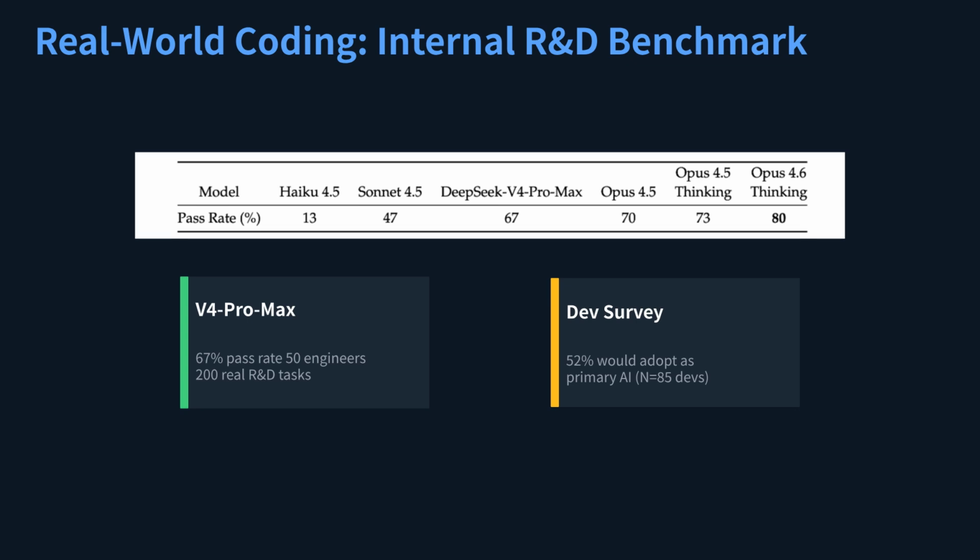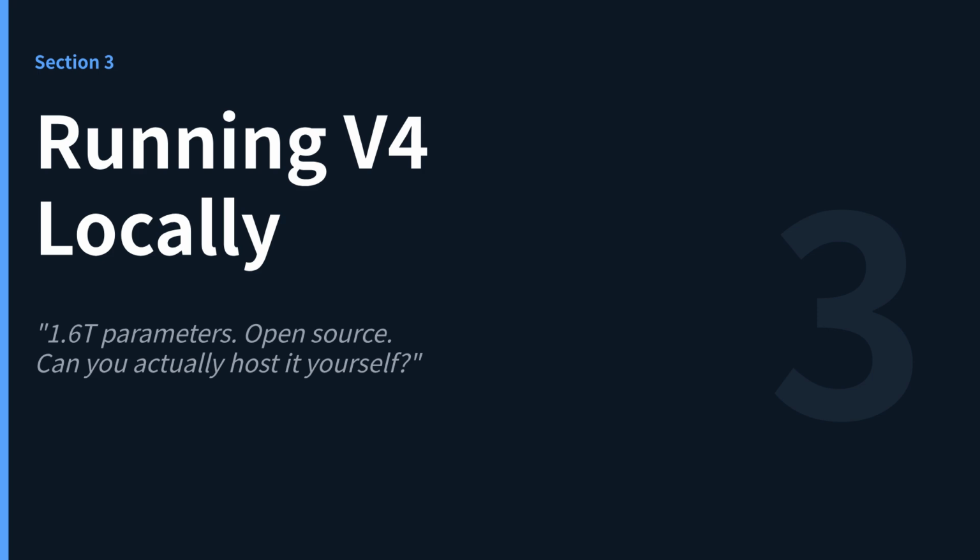For real-world coding, DeepSeek ran an internal evaluation with 50 engineers and around 200 challenging tasks spanning PyTorch, CUDA, Rust, and C++. DeepSeek-V4 Pro Max achieved a pass rate of 67%, well ahead of Claude Sonnet 4.5 at 47%, and close to Claude Opus 4.5 at 70%. In a follow-up survey of 85 DeepSeek developers, 52% said they would adopt V4 Pro as their primary coding AI, with 39% leaning toward yes. That kind of real-world validation from engineers who work with this model every day is more meaningful than any synthetic benchmark. Now the big question.